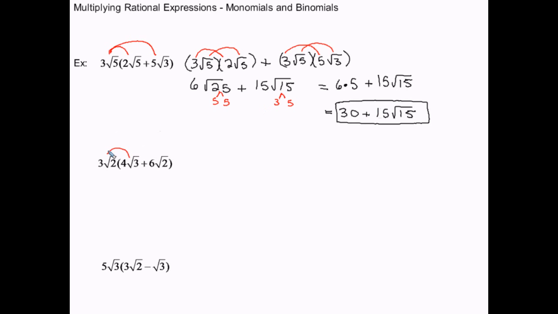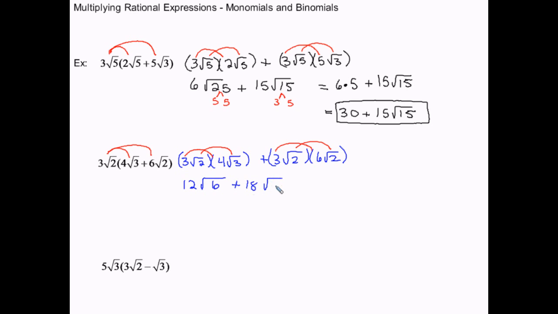So again, distribute. And I'm going to get 3 times the square root of 2 times 4 times the square root of 3 plus 3 times the square root of 2 times 6 times the square root of 2. 3 times 4 and the square root of 2 times the square root of 3 will give me 12 times the square root of 6. 3 times 6 and the square root of 2 times the square root of 2 will give me 18 times the square root of 4.